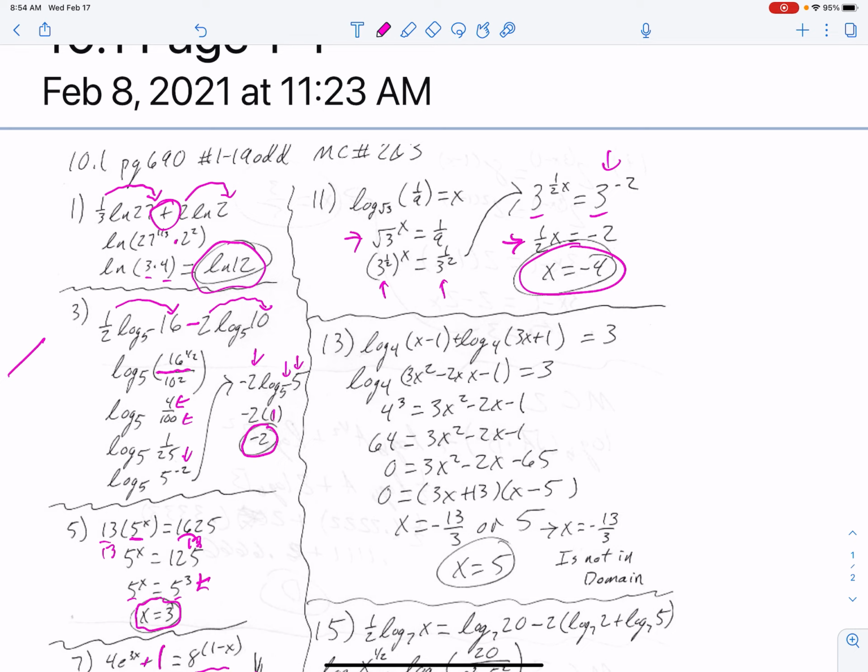For number 13, I'm going to use a few of my properties that addition leads to multiplication. So by the time I multiply these values together, I get 3x squared minus 2x minus 1 equals 3. I can use my conversion, 4 cubed equals 3x squared minus 2x minus 1, multiply out 4 cubed, get my quadratic set equal to 0, factor, and come up with my 2 potential answers. If I check, -13/3 would make this first logarithm have a negative value inside it, so my only answer is 5.